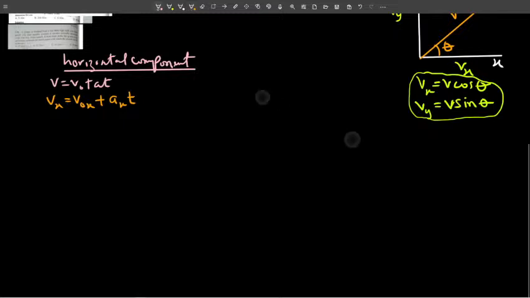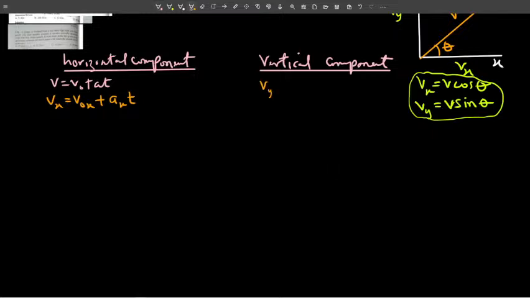Let me write it by the side here. For the vertical component, v equals v naught plus at is going to become vy, that's for the y component, equals v naught y plus ayt. I think this makes a lot of sense.